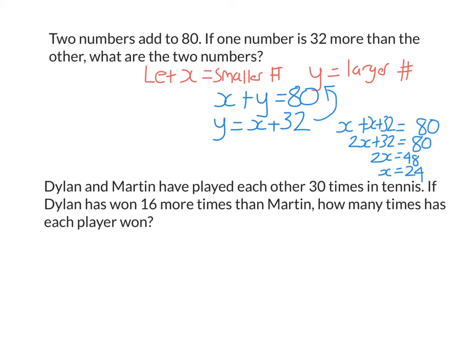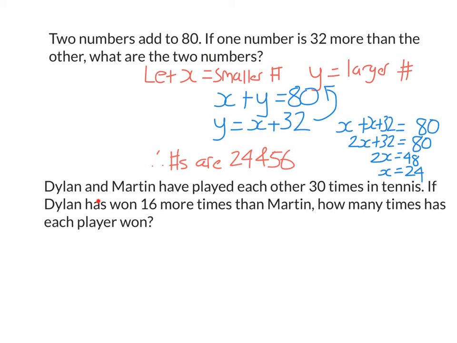So x equals 24. x was defined to be the smaller number. So the smaller number is 24. The larger number is 24 plus 32, which is 56. So we should write a worded answer. So therefore, the two numbers are 24, which was the smaller number, and 56, 24 plus 32. We're done. We've solved the question.